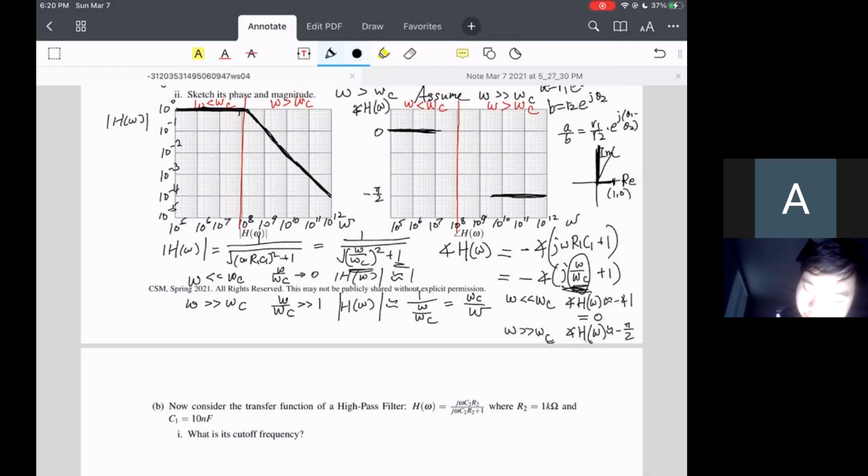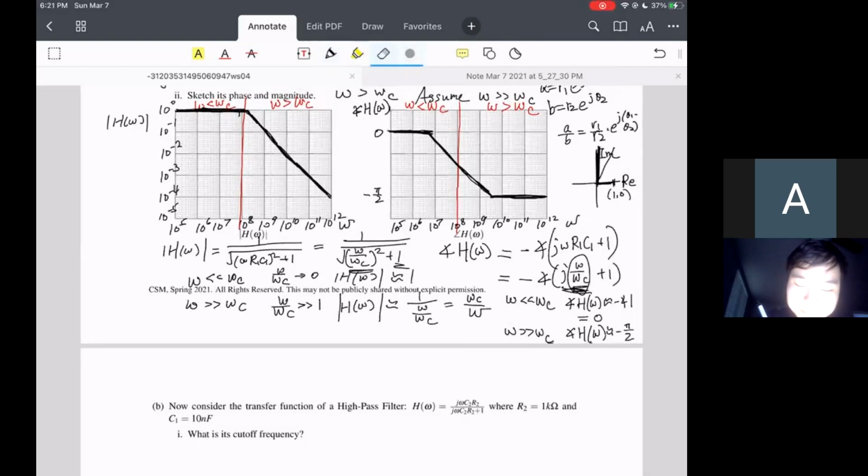Okay. Since we know that the angle is not going to jump over time, to do our straight line approximation, we just connect those two parts together. And so this is our final phase plot.